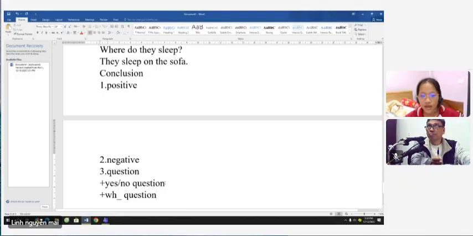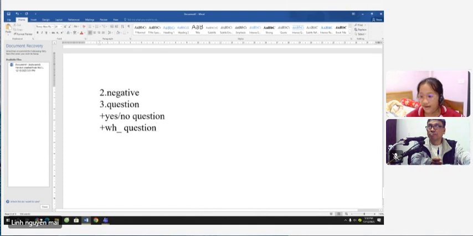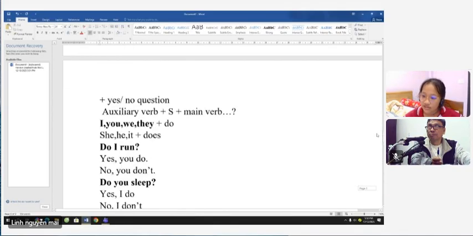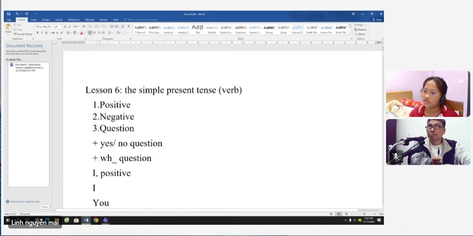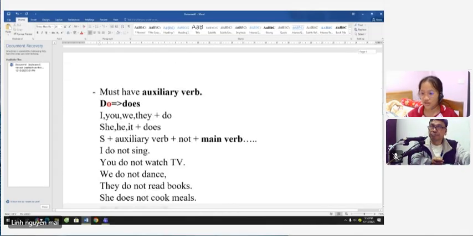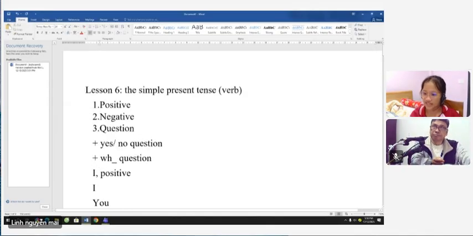Okay? So this is the end of the lesson today. And this is really easy and is like the same with the verb to be, it's just a little bit different. So I think this one is easy if you understand the last lessons, and this is quite easy too. So I think you can understand all of these in this type of verb about the simple present tense.